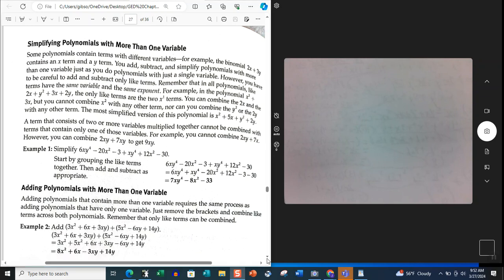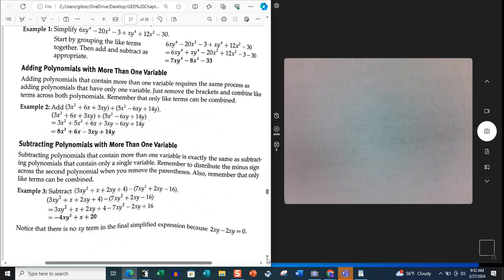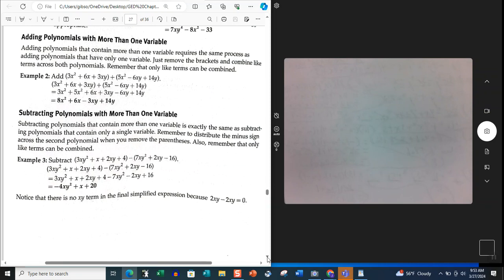Okay, so now I'm going to skip over this example 1 because like I said, we're going to get to this. And it's basically right here, adding polynomials with more than one variable and subtracting polynomials with more than one variable is basically the same thing we covered earlier, where if you have a plus in front of the parenthesis, behind the plus, nothing changes. But if you have a minus, you take the opposite sign of everything, all of the terms, in the second parenthesis. So now we're going to move on to the next page.